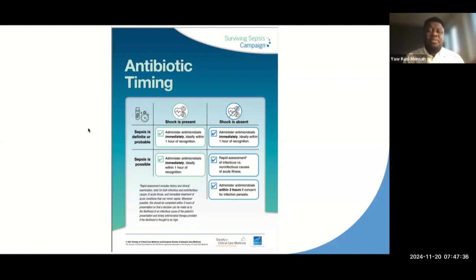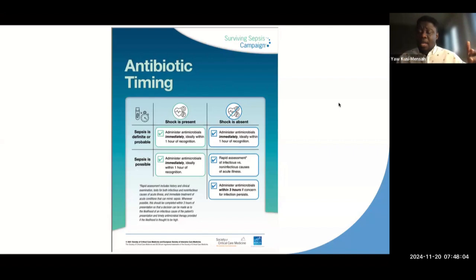Again, if sepsis is probable and the patient is in shock, one of the things I tell my registrars is that once the patient is in shock, it's better to start antibiotics than to sit and wait. But sometimes where the likelihood of sepsis is not so high and the patient is not in shock, then you can have a bit of time to do further investigations to clarify and be sure before you start antibiotics.